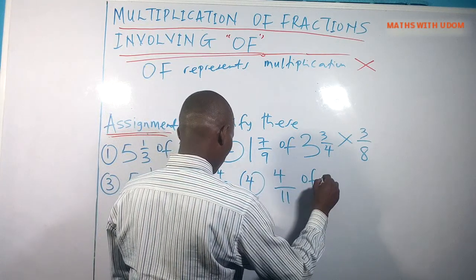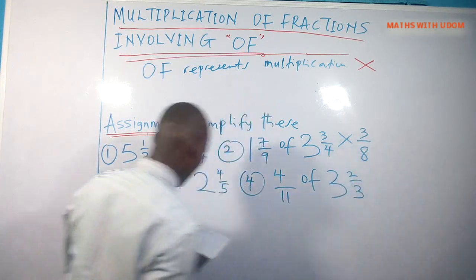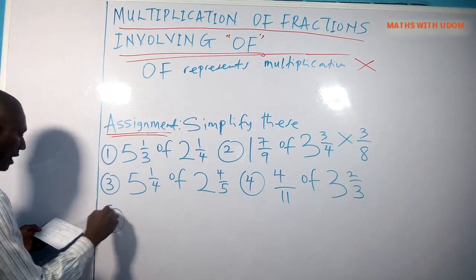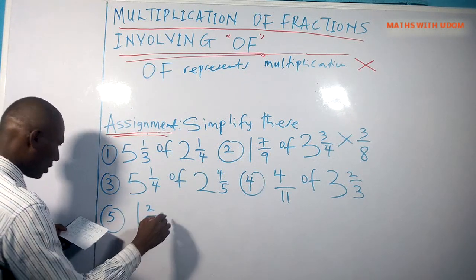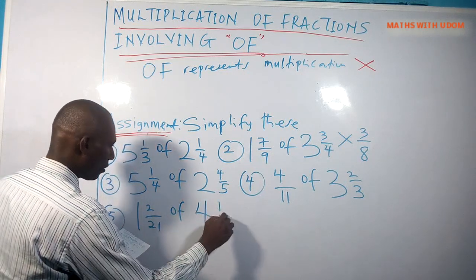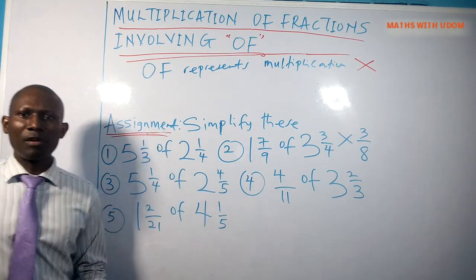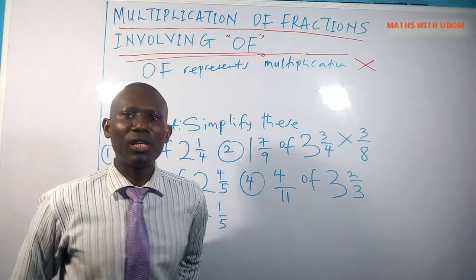Number 4, 4/11 of 3 whole number 2/3. And lastly, number 5, 1 whole number 2/21 of 4 whole number 1/5. So these are your questions and your assignments for today's class.